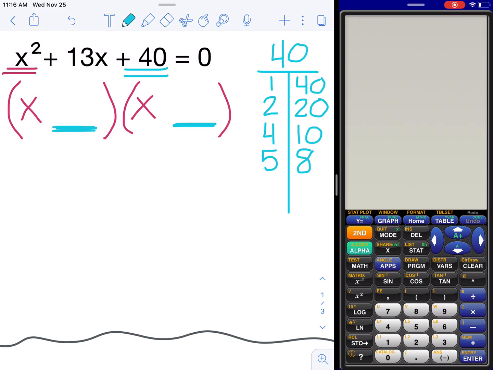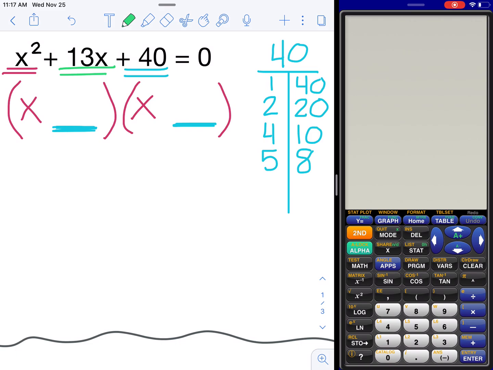The next thing that I need to do that's going to help me make my decision of which pair of factors I can use is look at this middle term, this plus 13x. If you remember, when I was doing my multiplications, I always ended up with those two terms in the middle that both had an x, that I could combine the like terms and get that 13x as a result. So I need to figure out which of these pairs would give me a sum of 13. When I add them together or combine them, which one would give me a sum of 13?